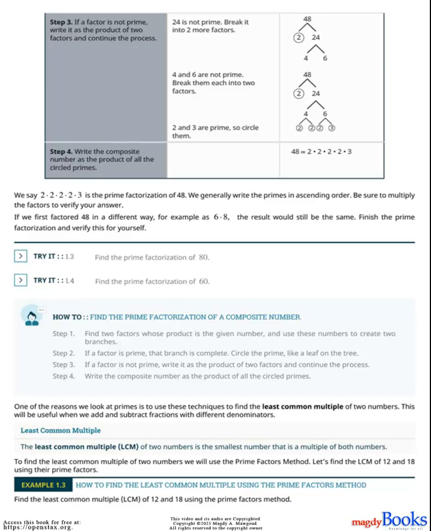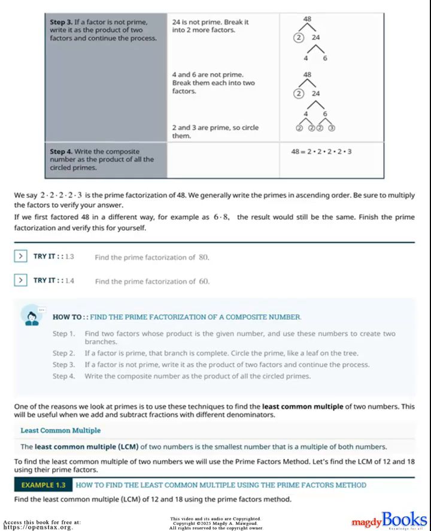48 equals 2 times 2 times 2 times 2 times 3. We say 2 times 2 times 2 times 2 times 3 is the prime factorization of 48. We generally write the primes in ascending order. Be sure to multiply the factors to verify your answer. If we first factored 48 in a different way, for example as 6 times 8, the result would still be the same. Finish the prime factorization and verify this for yourself.